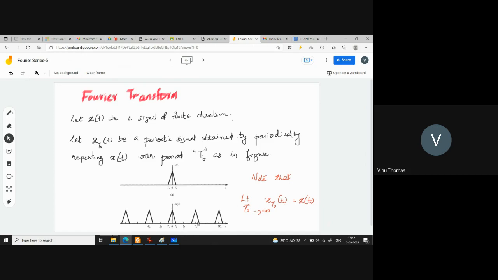Why? Because we are taking this separation t0 tending to infinity. So the second pulse will appear at a time instant that is tending to infinity, whereas the previous cycle would be at some value that is tending to minus infinity. So in effect, the limit t0 tending to infinity of x t0 of t is equal to x of t. This is a very important observation that you have to remember here.